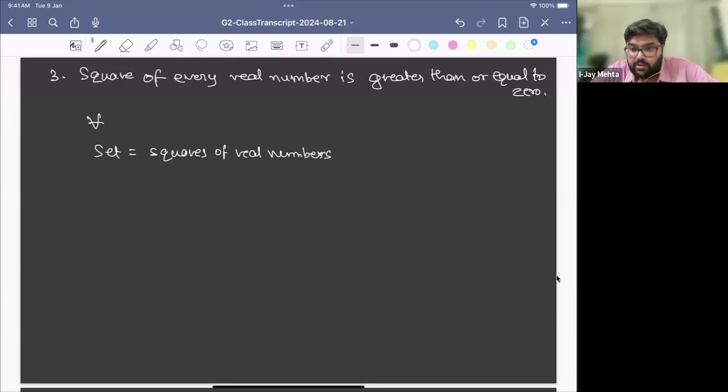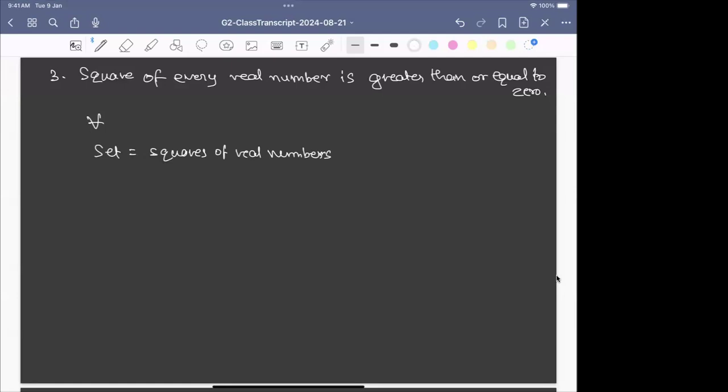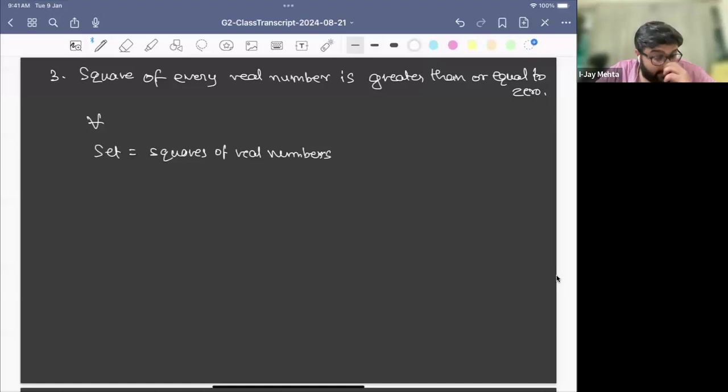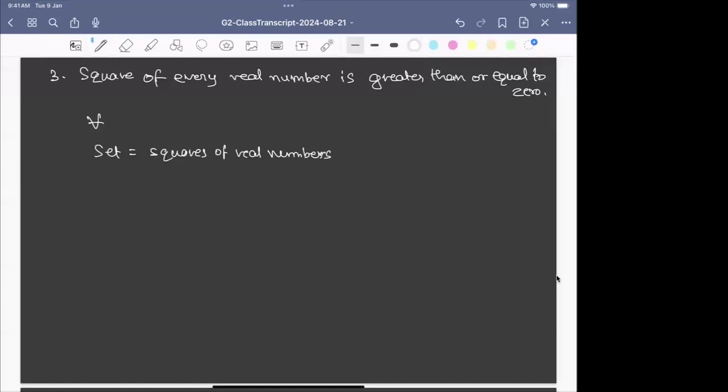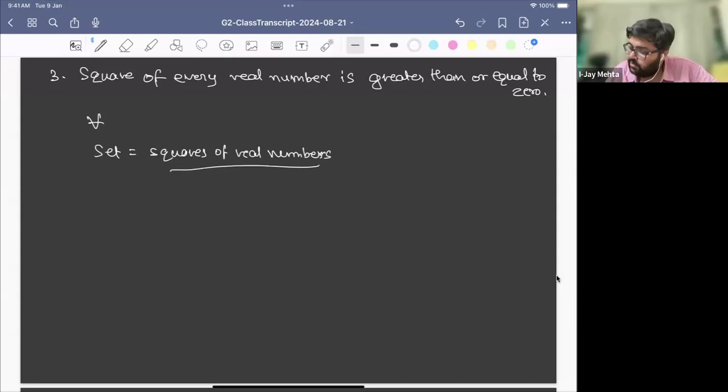Okay. Let me ask somebody if somebody has a different answer. Room number 3, Aarti. Sir, square of every real number, so which will be the set? The set is equal to square of every real number. So square of real number, that is every, or every will be in the set, so we don't say every. So same set, or somebody has some different set.